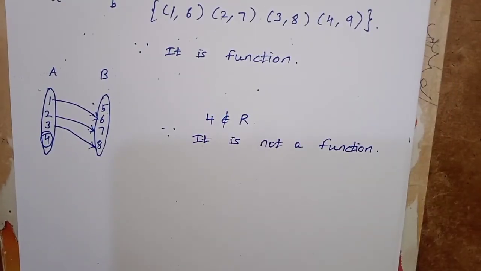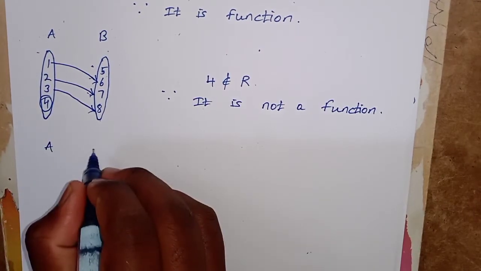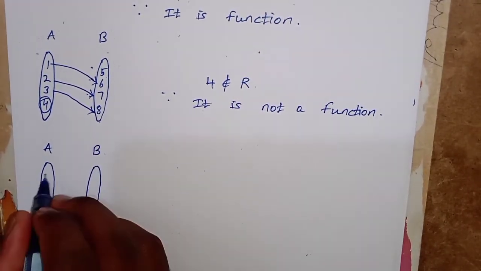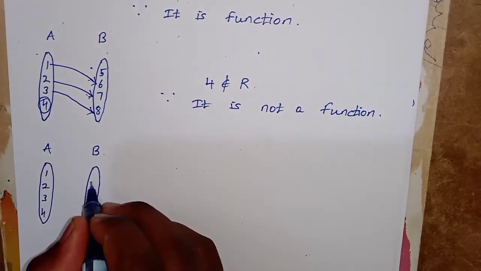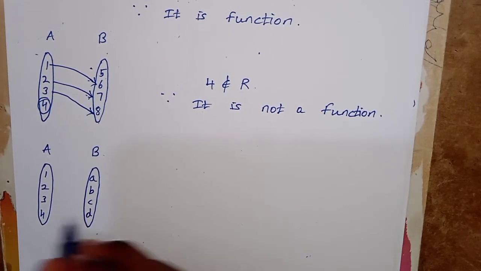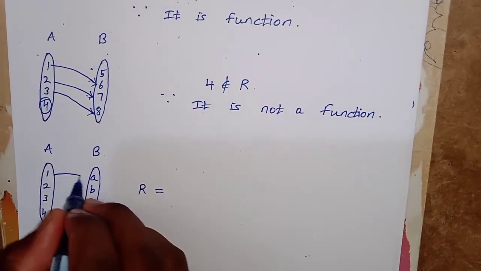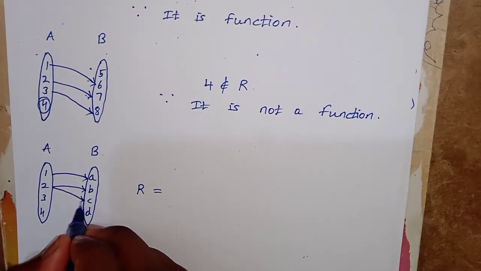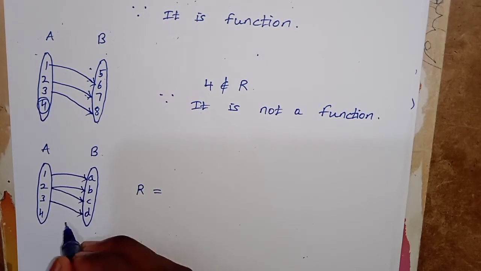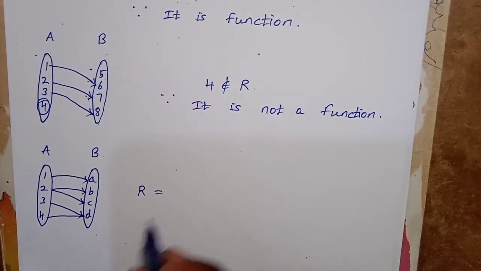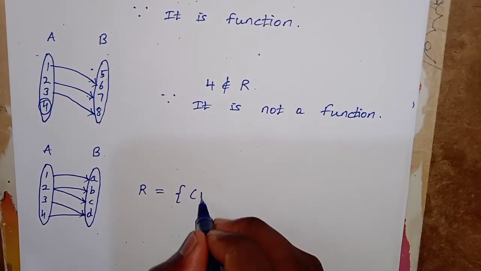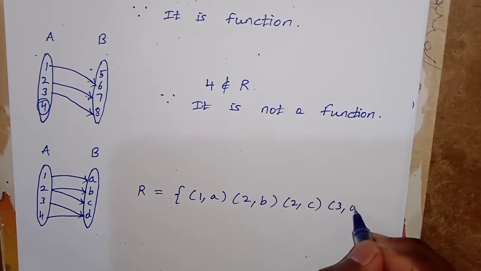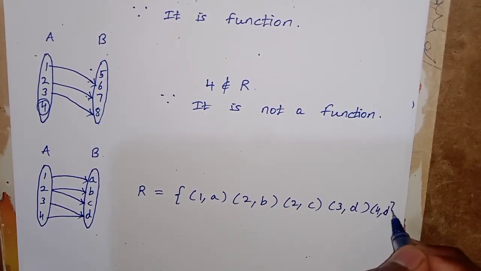Okay, here it is not a function. Next, A, B. Here 1, 2, 3, 4 and A, B, C, D. Here the relation is: 1 is related to A, 2 is related to B, 2 is related to C, 3 is related to D, and 4 is related to D. Therefore here our required ordered pairs are (1, A), (2, B), (2, C), (3, D), (4, D).